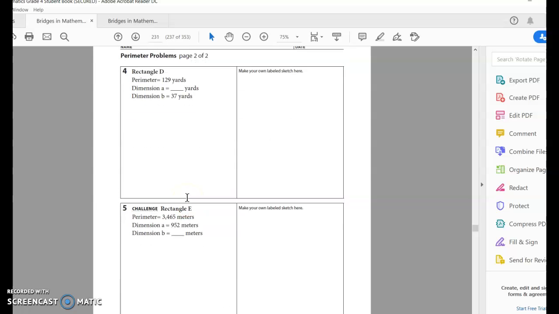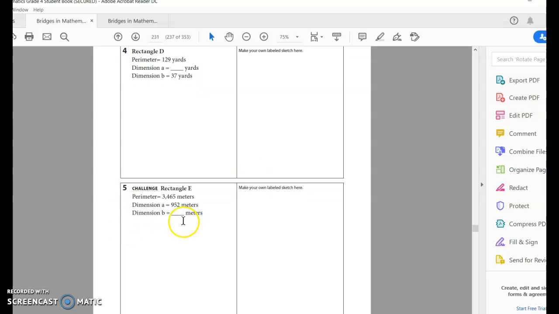You have 2 more. Both of these, for number 4 and 5, or D and E, you have to make your own labeled sketch. D, you have a total perimeter of 129 yards. Dimension A, you don't know, and dimension B is 37 yards. Again, you have plenty of room to do your work on here, or if you can't, take a picture of your work on your whiteboard and insert all your work on the slide. And here's a challenge one.